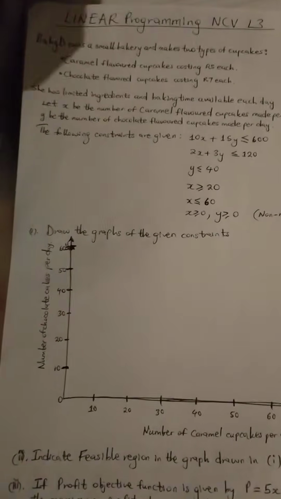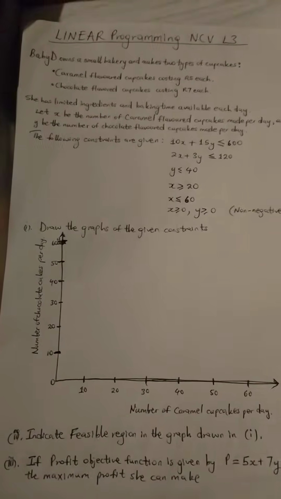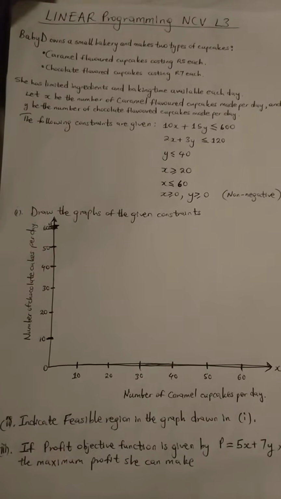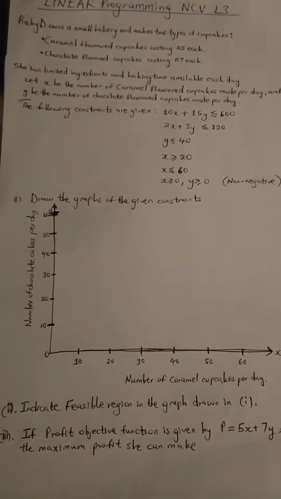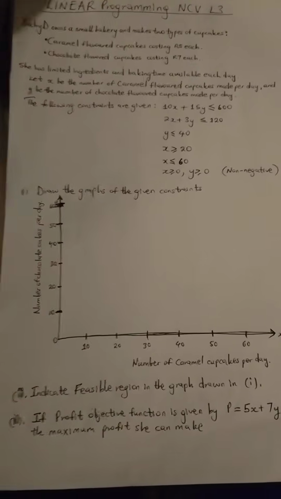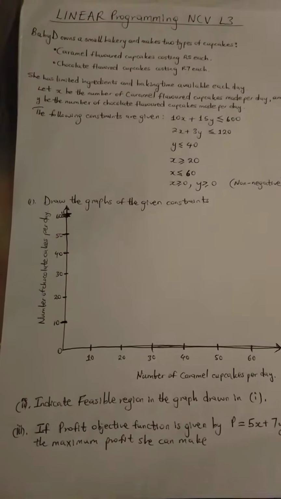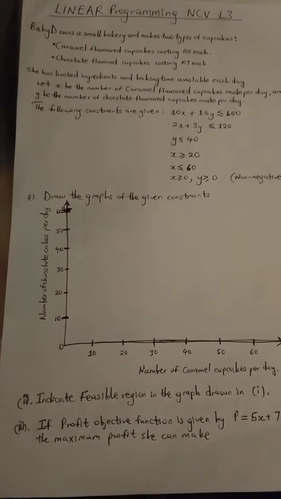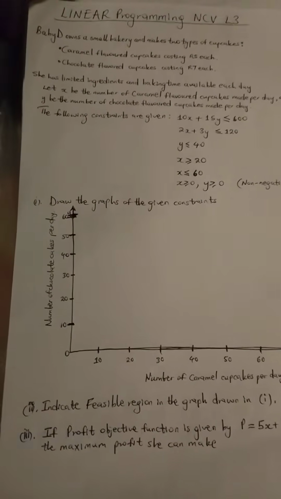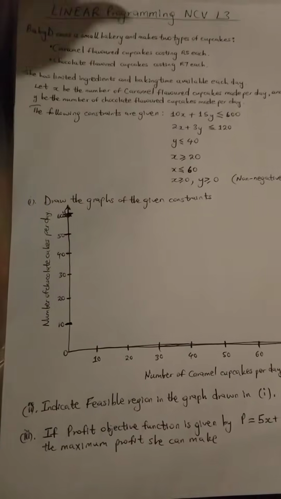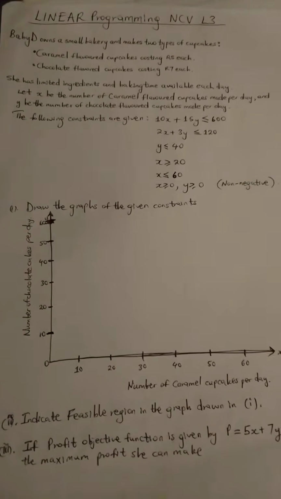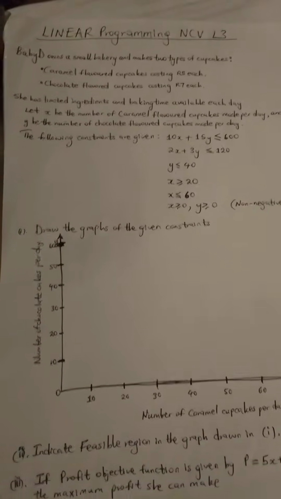And what I like with linear programming at Level 3 is that if you compare it with the one done by NCV Level 4 students, Level 3 is much easier since you are given the constraints. But in Level 4, you'll be given a scenario, and in that scenario you'll have to make the constraints out of given quantities. Okay, fine. Here's one simple problem.